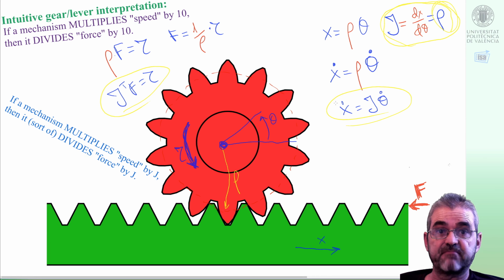But somehow, can we extend the interpretation that if a mechanism multiplies some speed by 10, then it divides the associated force by 10? Well, indeed, we can generalize that, and this kind of inverse relationship between linear speed and linear force regarding the gear ratio will be called duality between force and speed ellipsoids, and that will be the main goal of this video.